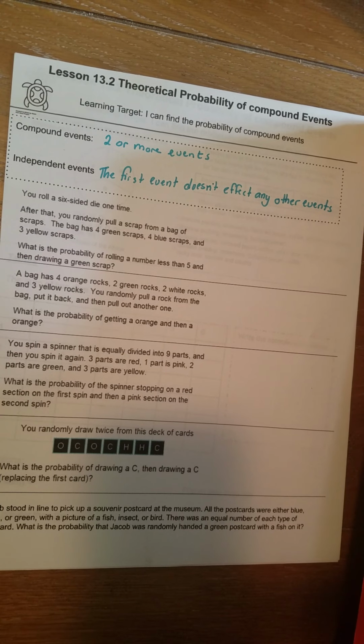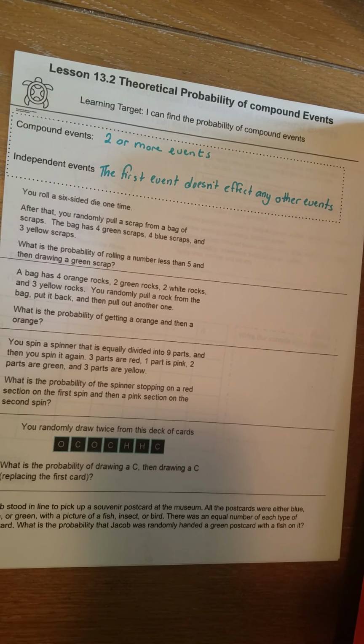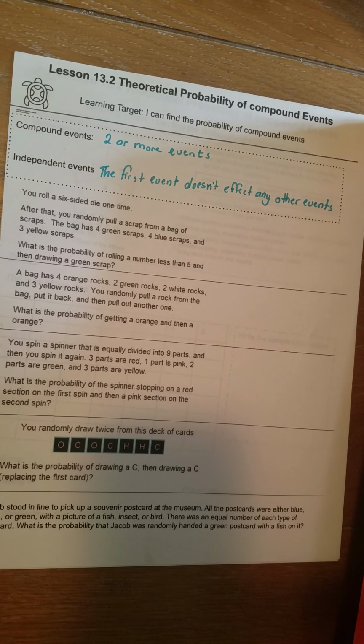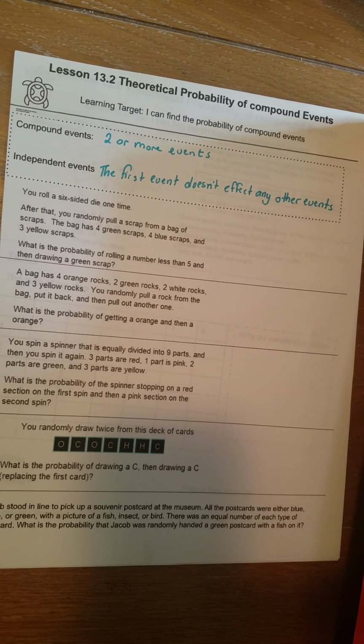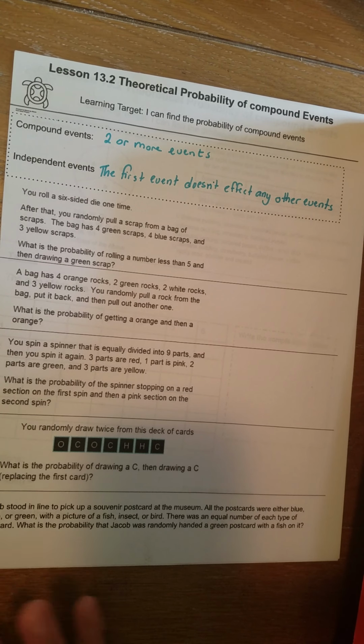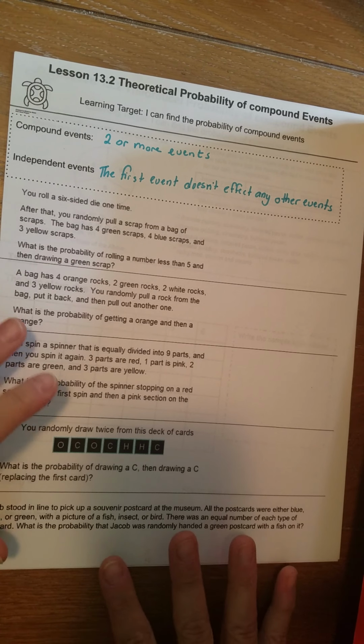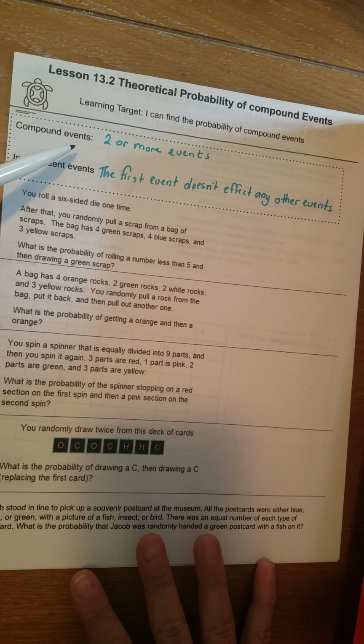This is lesson 13.2, theoretical probability of compound events. Like we had mentioned before, probability can get a little bit more complicated, a little bit more difficult. And so we're going to look at those slightly more difficult situations. Still not very hard, but just a little bit more than we were looking at before.